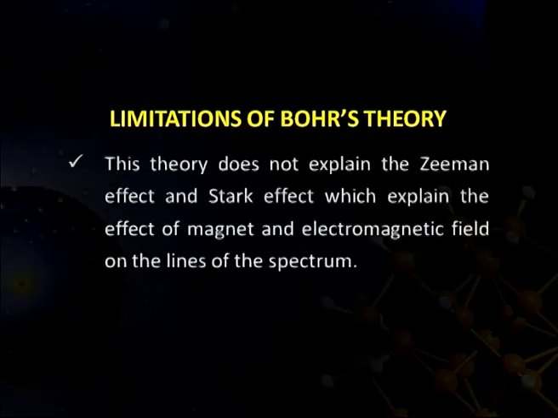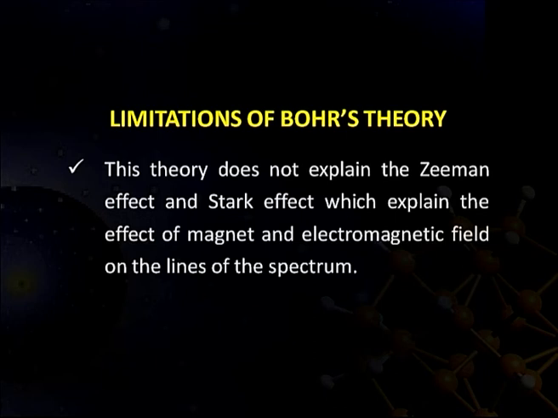This theory is based on two opposite theories: quantum theory, which deals with the existence of stationary orbits and the frequencies of radiations emitted, and the laws of classical mechanics, which deal with the motion of the electron in its orbit. This theory does not explain the Zeeman effect and Stark effect, which describe the effect of magnetic and electric fields on the lines of a spectrum.